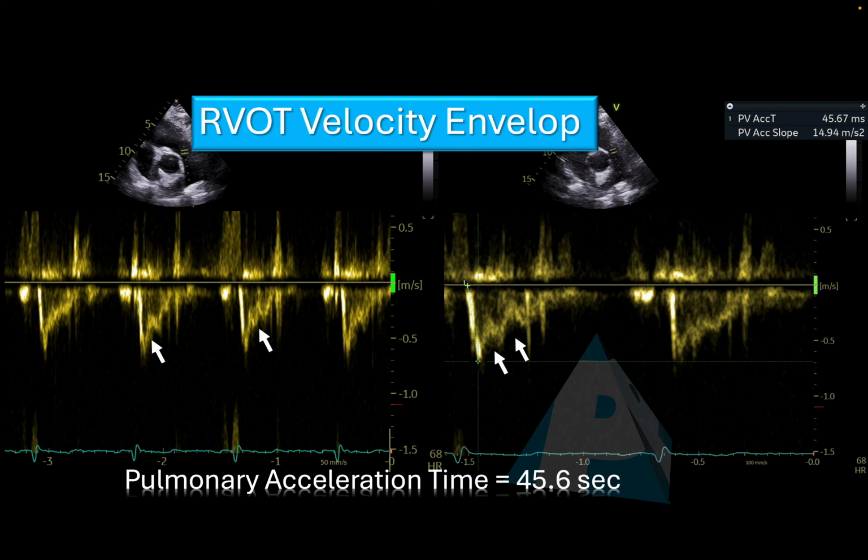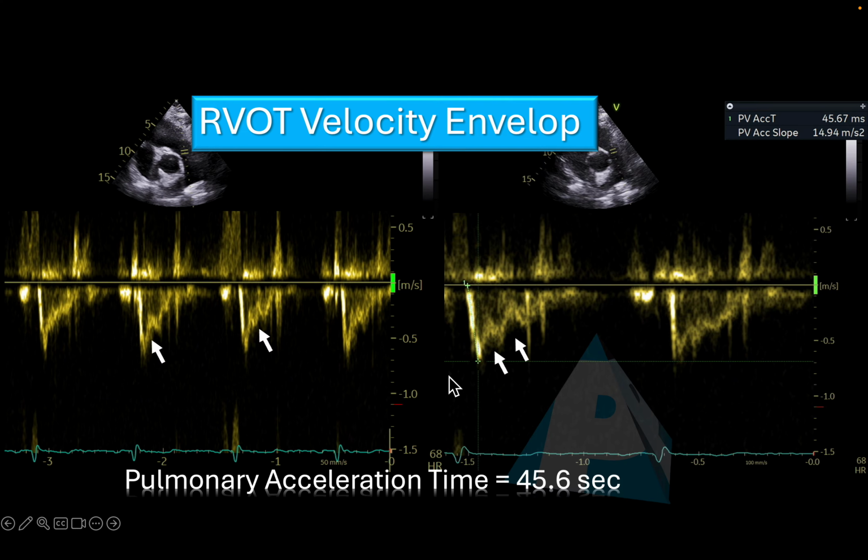Fantastic, isn't it? Now the same thing we can do with an RVOT Doppler. In the RVOT Doppler we put the sample close to the pulmonary valve in a short axis view. You can actually see the click of the pulmonary valve. The very first thing you should do is measure the acceleration time. A pulmonary acceleration time of less than 80 is very specific for pulmonary artery hypertension, while less than 100 is indicative of pulmonary artery hypertension.